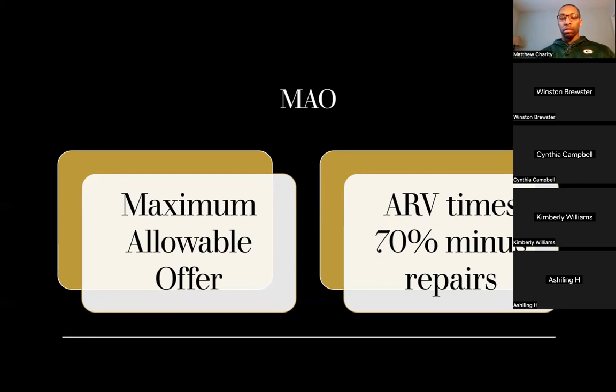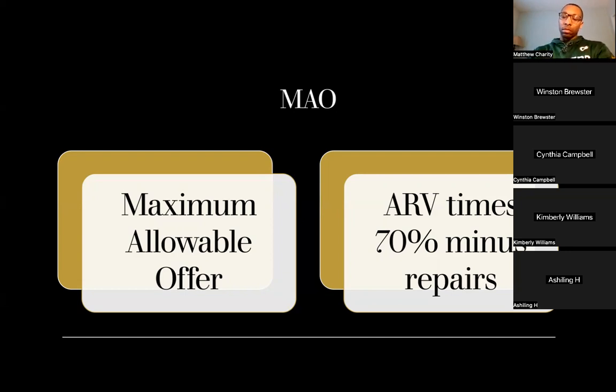Okay, so I'm going to take that $150,000 times 70%. That's $105,000. I'm going to subtract the cost of my repairs, which is $20,000. That is $85,000. So Cynthia's asking price is 100, but my maximum allowable offer is 85. And so that means I'm going to offer her what?